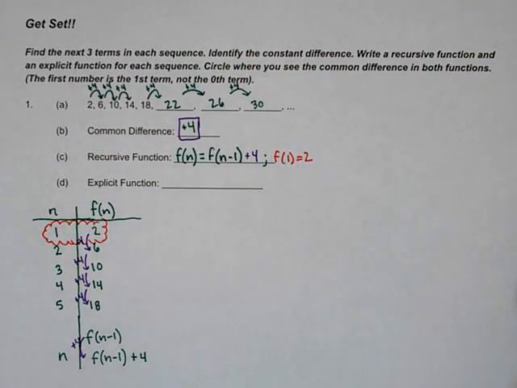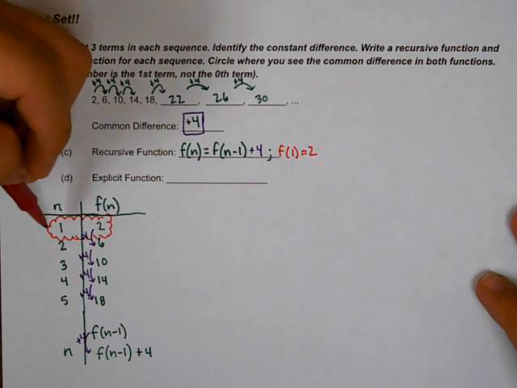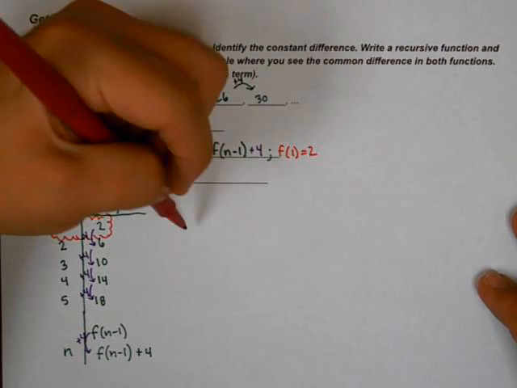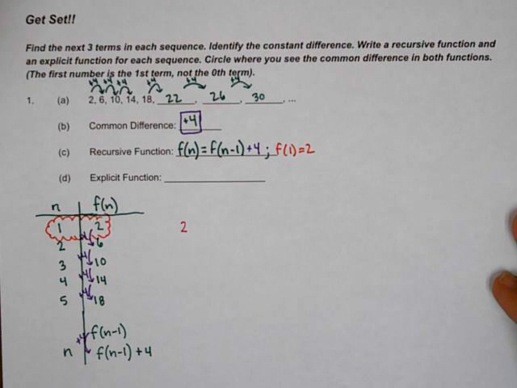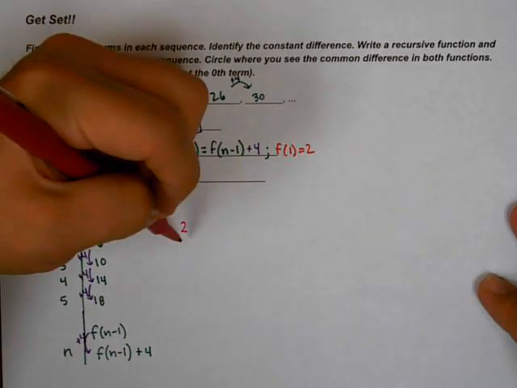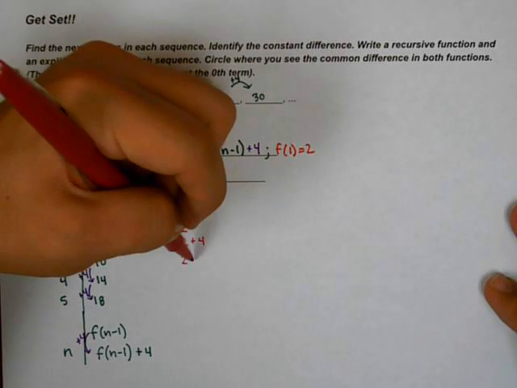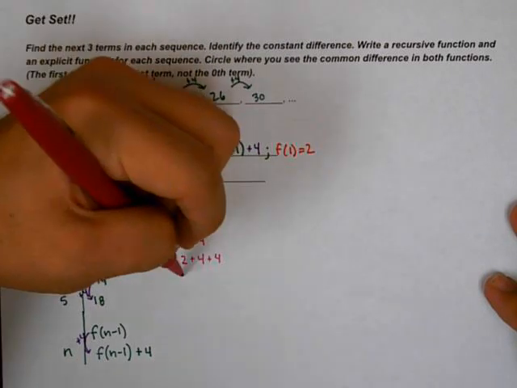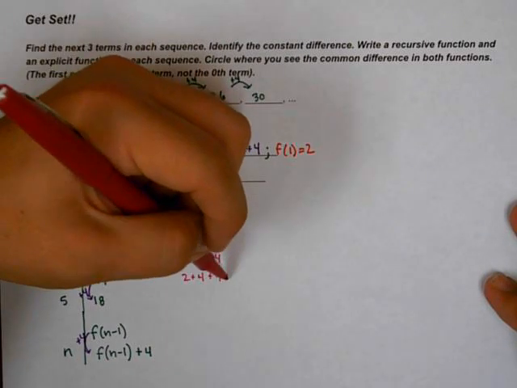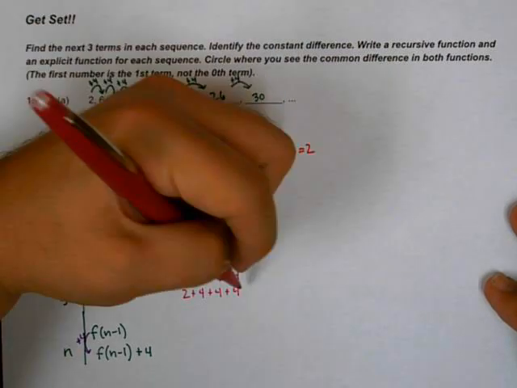Now, to work off of and get this explicit function, there's a couple of things to do. What I'm going to do is something that we've done in class through our tasks. I'm going to say that at term 1, the function value is just 2. But at term 2, how else can I write a 6? Well, I can write it as 2 plus 4. And how about 10? Well, I can write that as 2 plus 4 plus 4. And 14? And 18? And on and on and on.